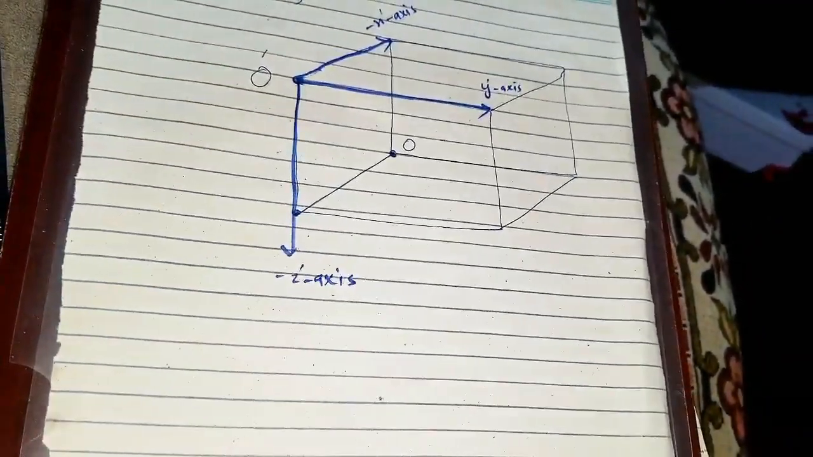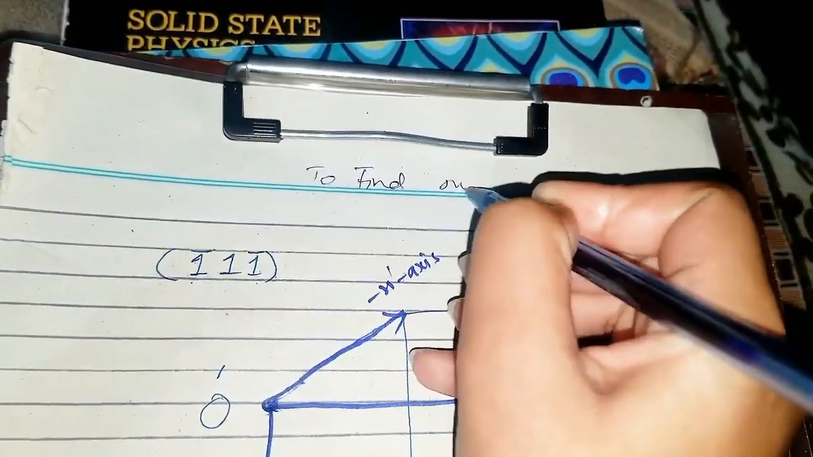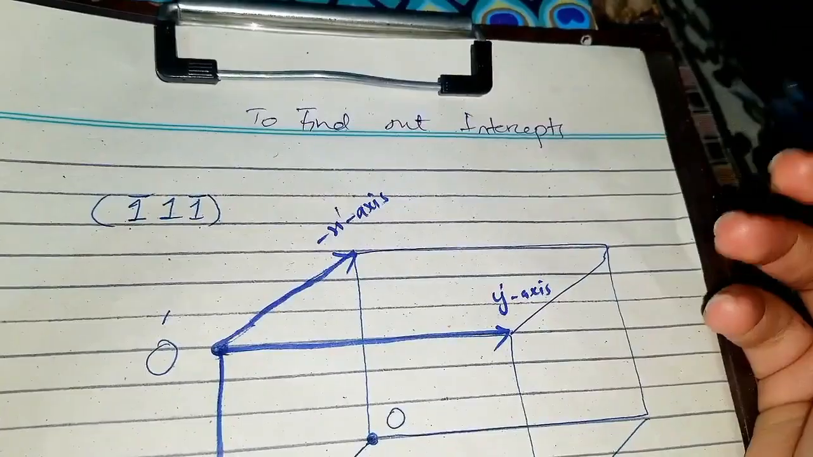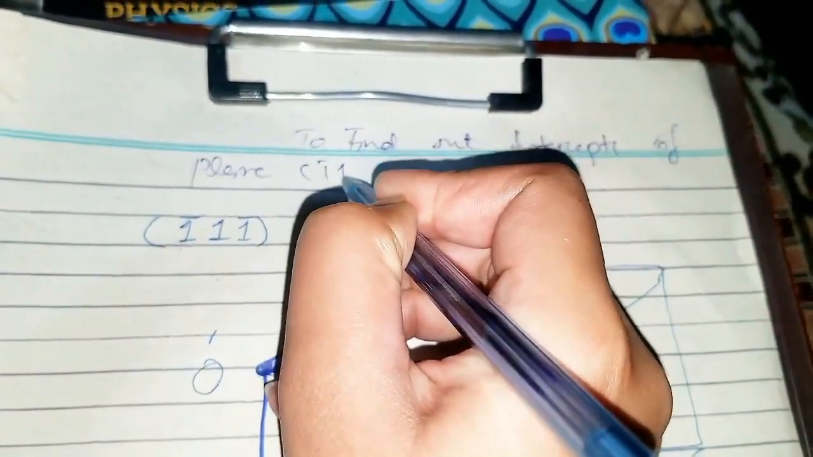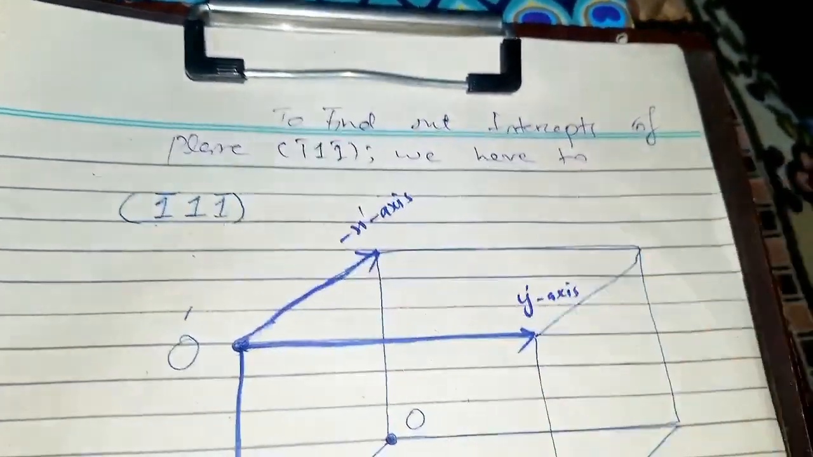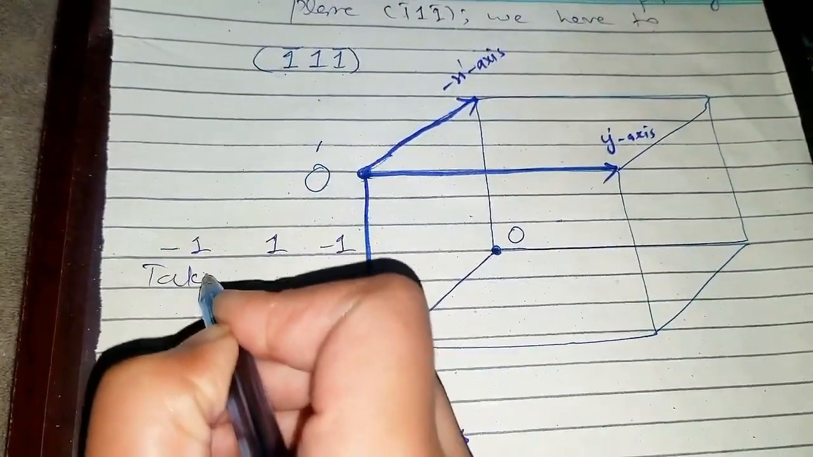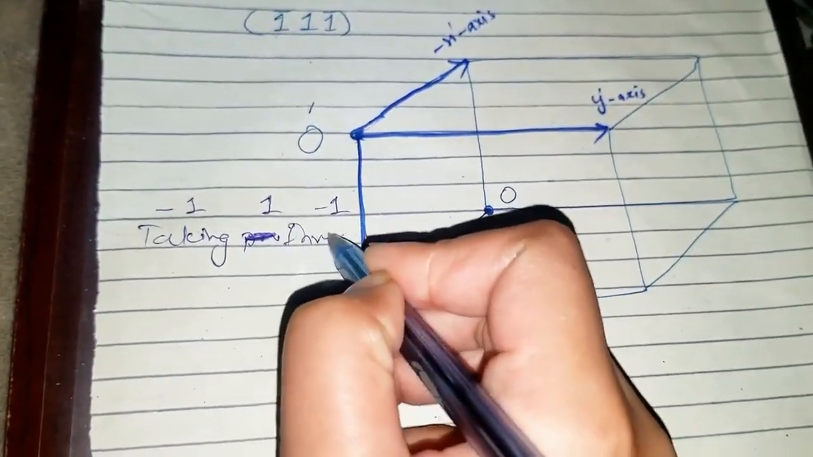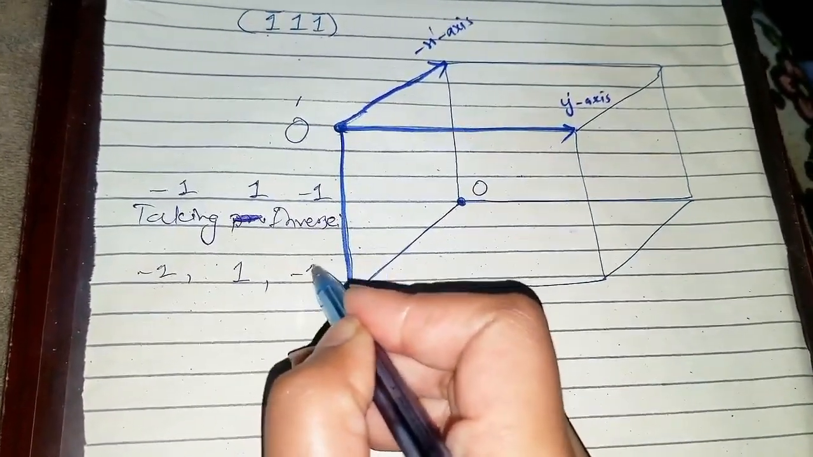Now next what we have to do is to draw the intercepts, and to find out the intercepts, you have to write this line either here or here. I'm writing it here because I have some vacant space right there, and I want to make use of all the space. To find out the intercepts of plane 1 bar 1 1 bar, we have to take the inverse of each of the indices. Write these Miller indices here, then write the operation that you are going to do, that is taking the inverse. We'll take the inverse of -1, which is -1 again, the inverse of 1, which is 1 again, and the inverse of -1, which is -1 again.